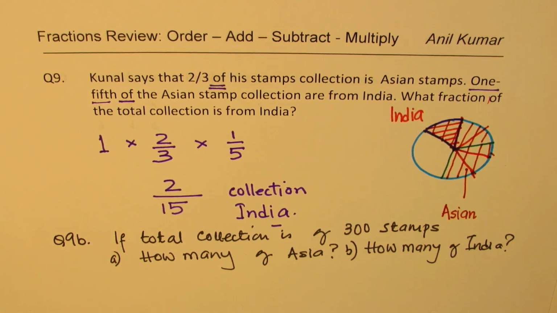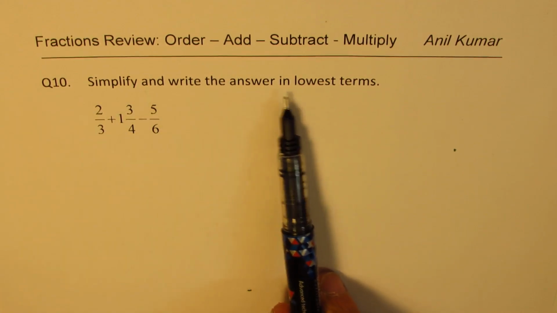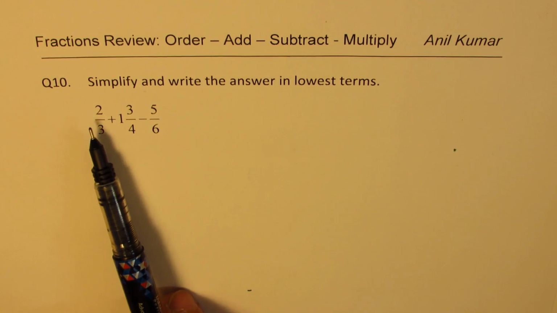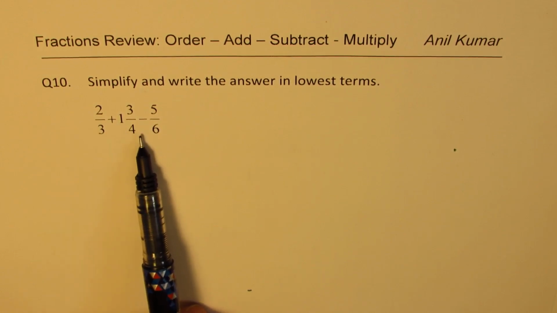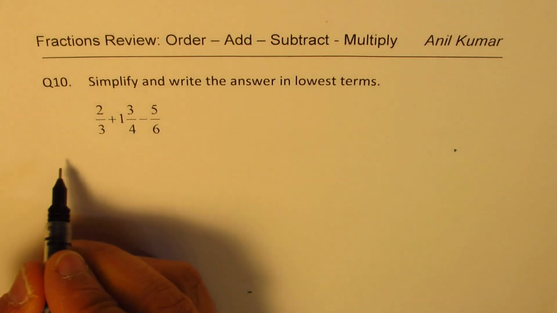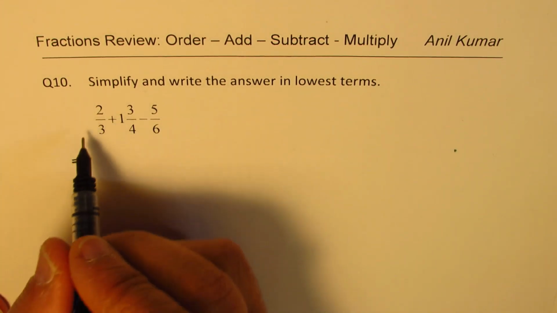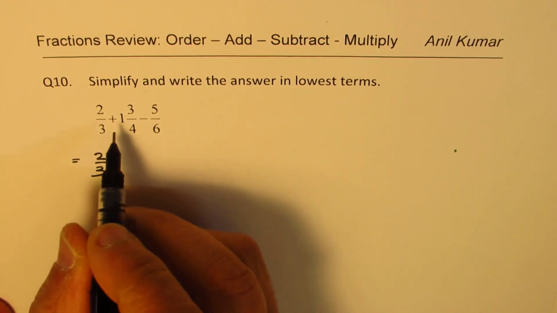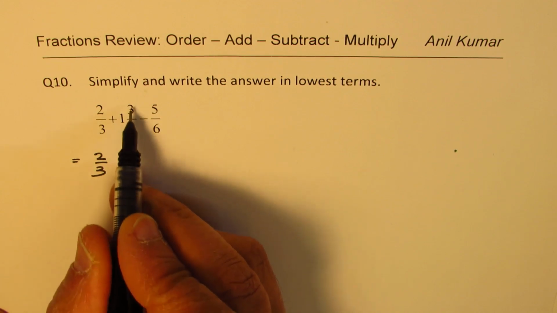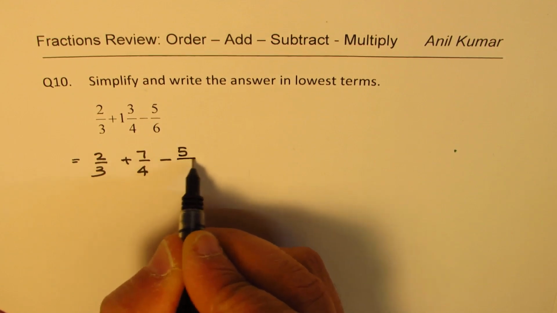Now let's take up the last question. Question number 10. So the question is: simplify and write the answer in lowest terms. So we need to add 2 over 3 with 1 3 over 4, and then take away 5 over 6. So I'd like you to pause the video, answer this question, and then look into my suggestions. So first, let us write down all these fractions in fraction form, right? Maybe proper or improper. So we get 2 over 3 here, 1 3 over 4. 1 times 4 is 4, plus 3 is 7. So we get 7 over 4, and then we have to take away 5 over 6.